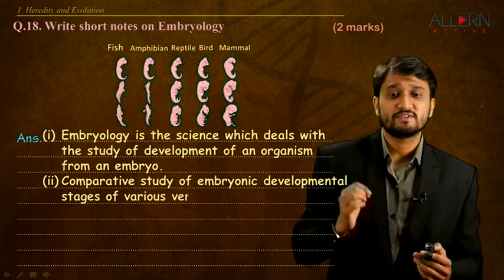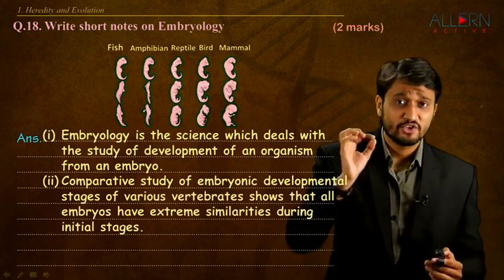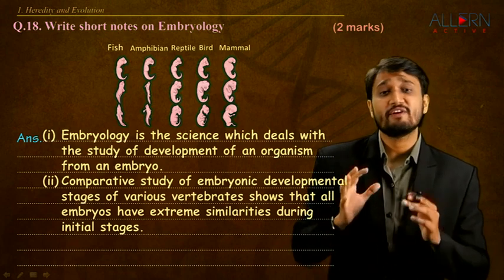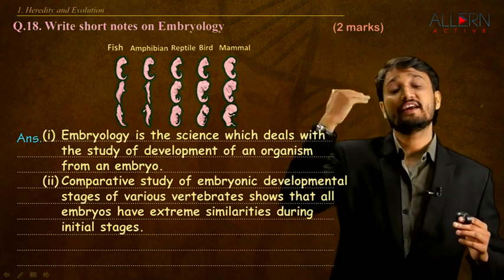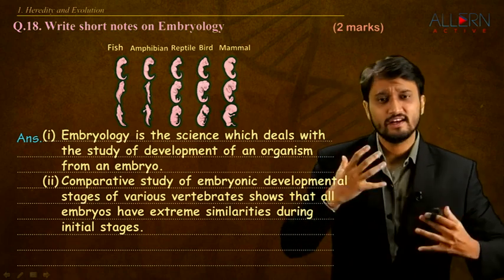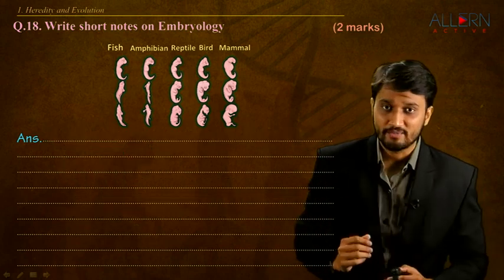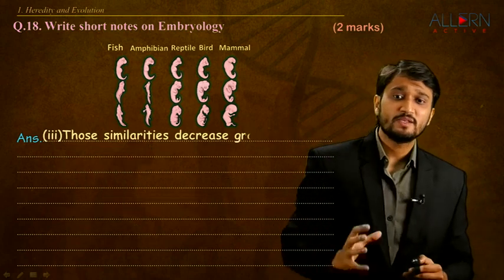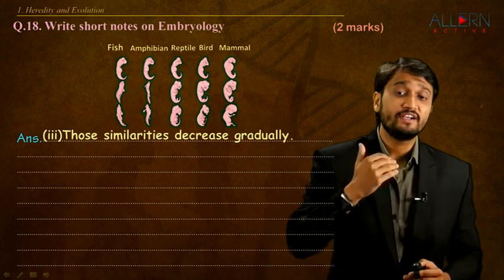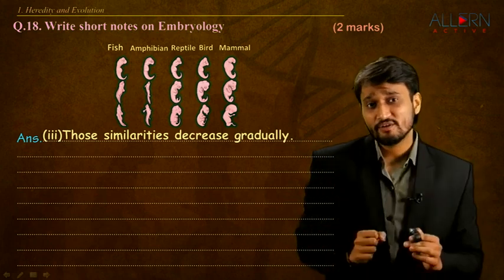So comparative study of the embryological development stages of various vertebrates show that all embryos have extreme similarities during the initial stages, the first stages. As time goes by, definitely there are structural differences in the embryo, and then the changes do appear, right? So those similarities decrease gradually. With time they decrease.